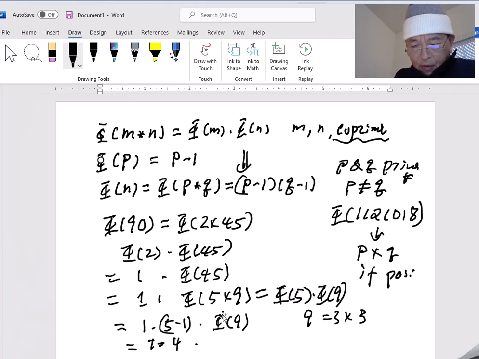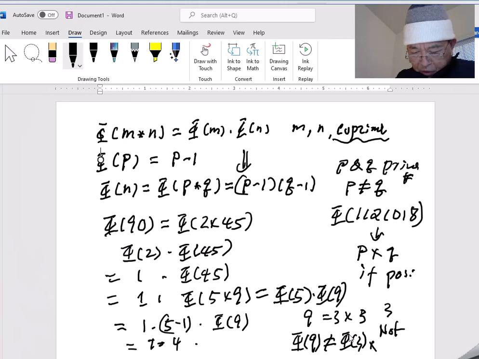If they are equal, then you cannot use this theorem. It's not equal, and this should be coprime. It's not coprime, not equal, and not coprime. So 3 and 3 are not coprime, therefore you cannot use this. In other words, totient 9 is not equal to totient 3 times totient 3, which is actually, in fact, 4 on this side. It is not equal to 4.